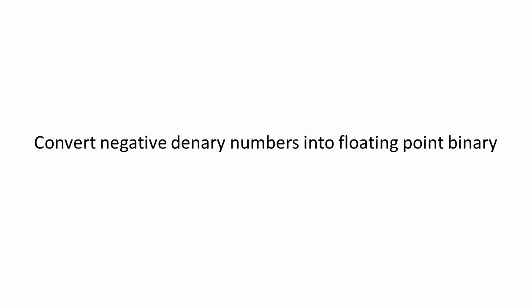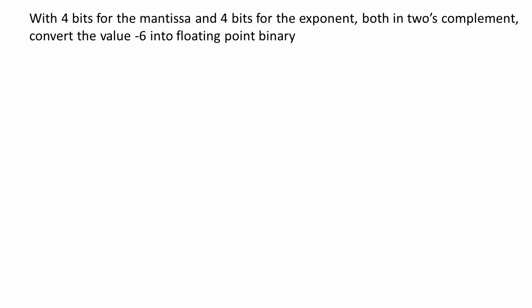Now let's consider some examples of negative denary number conversions. For example, -6. First, calculate -6 in pure binary. For a negative number, the leftmost 1 has a negative place value.